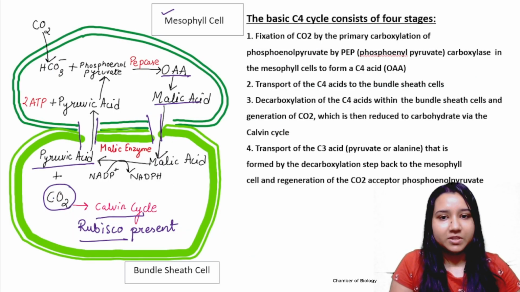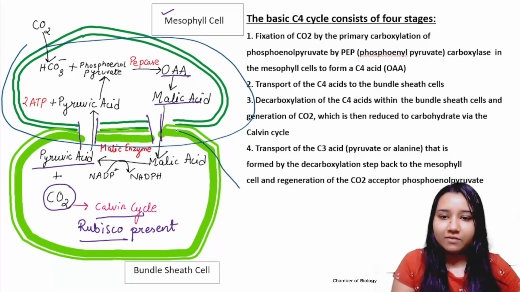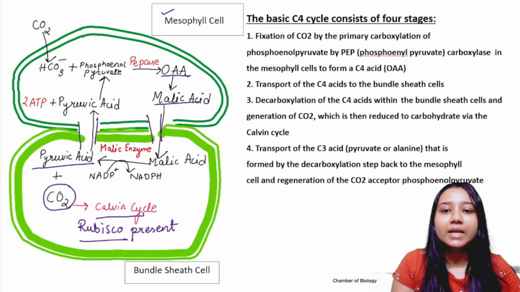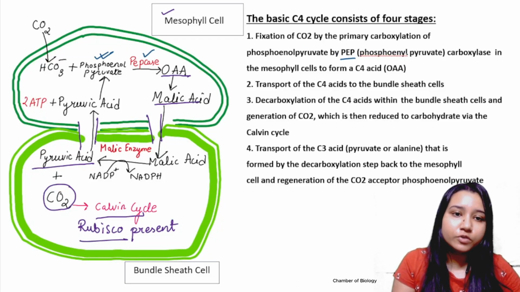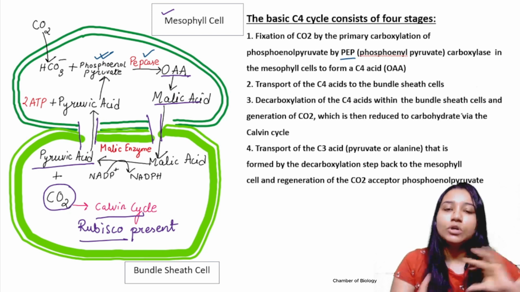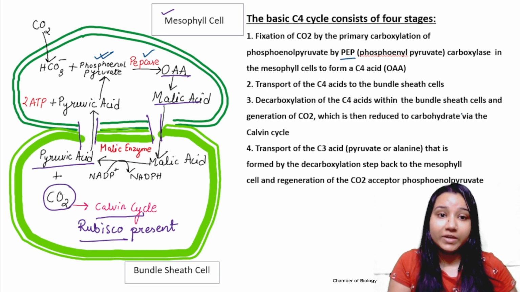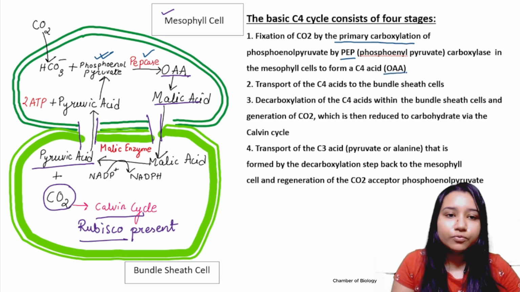So how does it happen? This is our mesophyll cell, and this is our bundle sheath cell. All right. We will notice that in the mesophyll cell, carbon dioxide is entering. We have phosphoenol pyruvate. The phosphoenol pyruvate along with the enzyme PEP case, the full form is phosphoenol pyruvate carboxylase, is going to do the fixation of carbon dioxide, that is the first carboxylation, or we can say primary carboxylation, which takes place in the mesophyll cell, and it is going to form OAA.